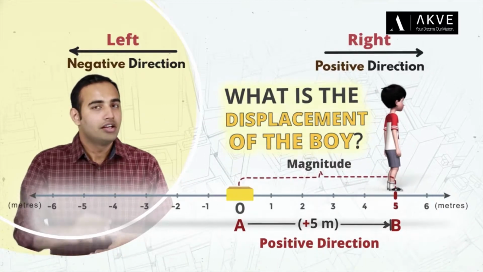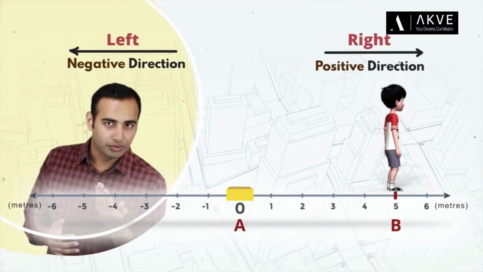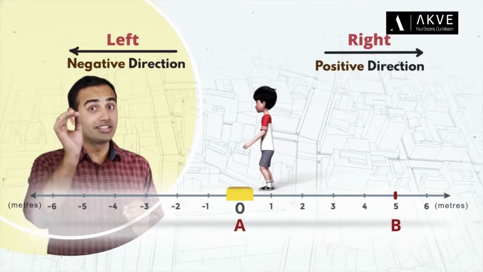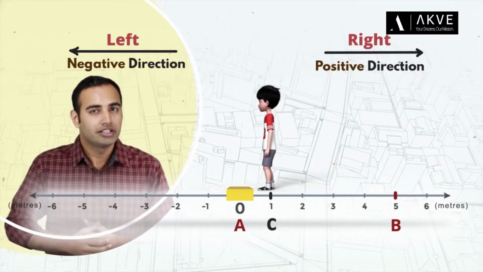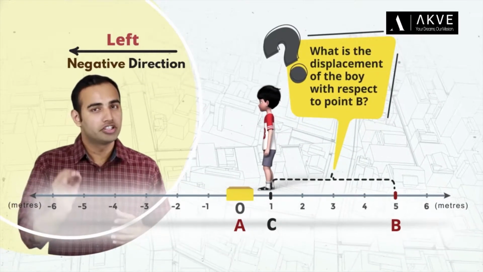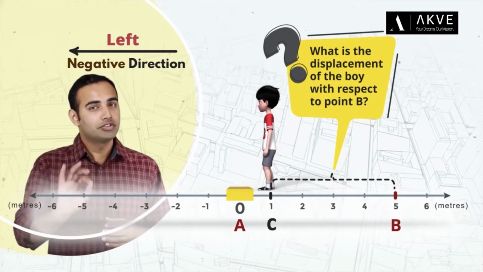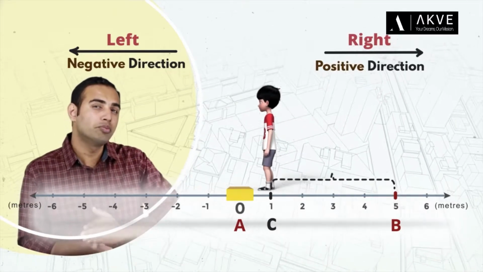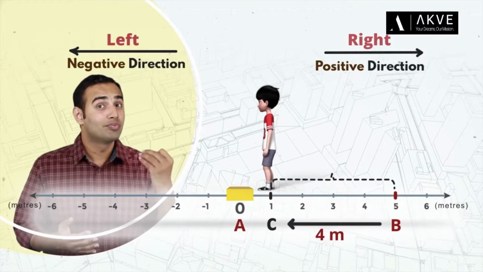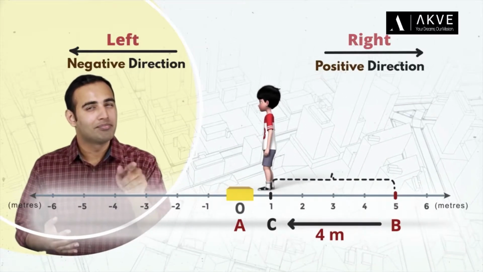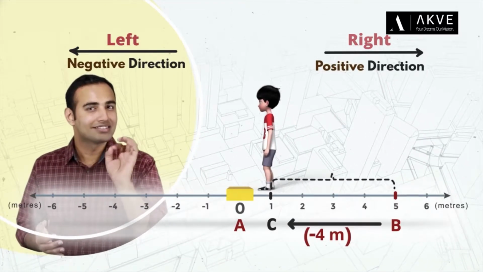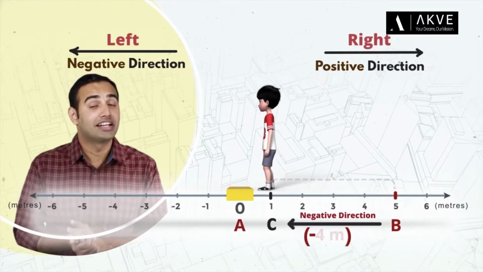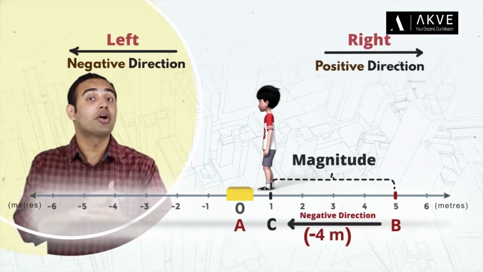Now let's say that the boy turns around and walks 4 meters towards the left to arrive at the point C. So can you tell me the displacement of the boy with respect to point B? Well, you see, from point B, the boy has essentially traveled 4 meters towards the left. So the displacement here should be nothing but minus 4 meters. Minus sign here indicates the negative direction and 4 meters here indicates the magnitude of displacement of the boy.